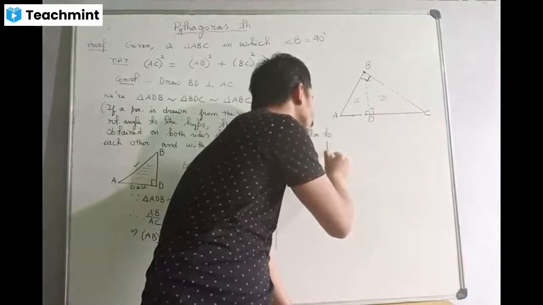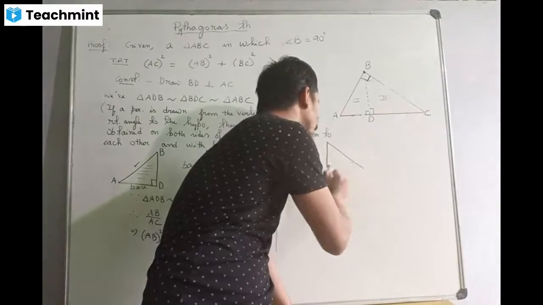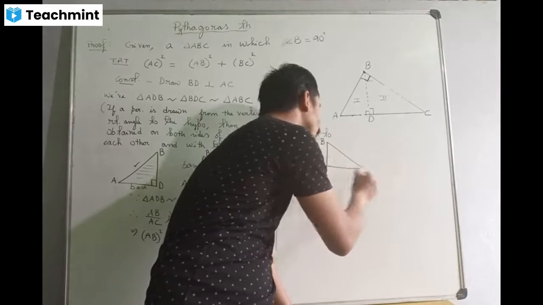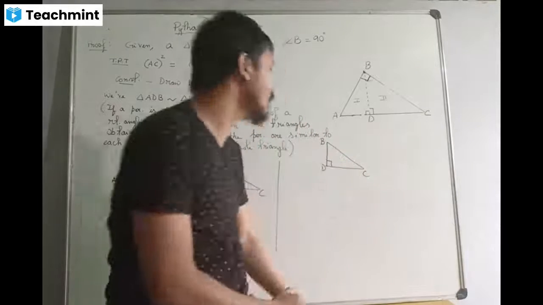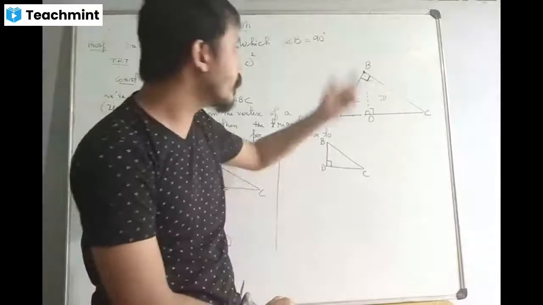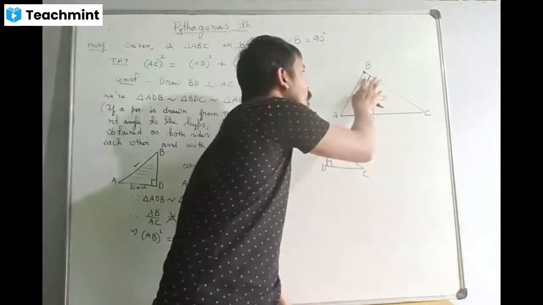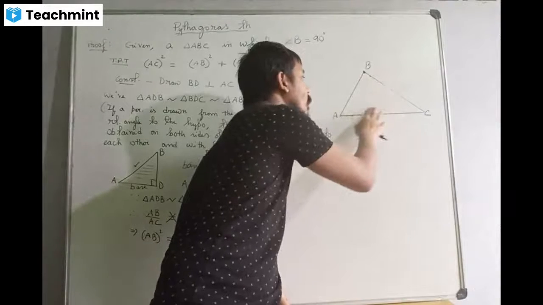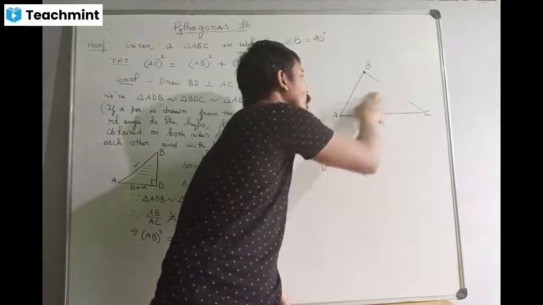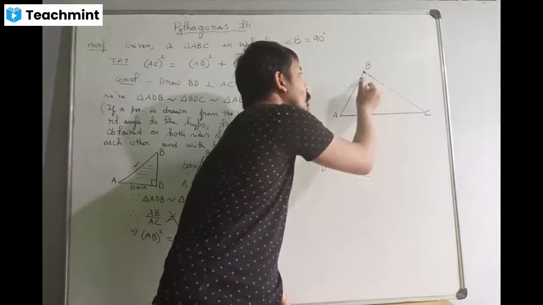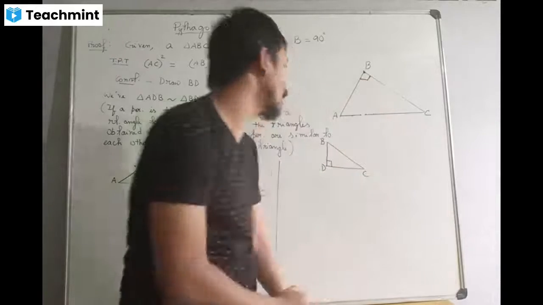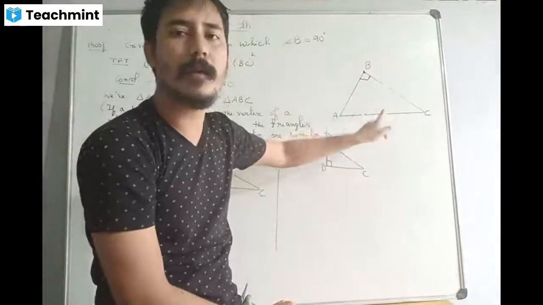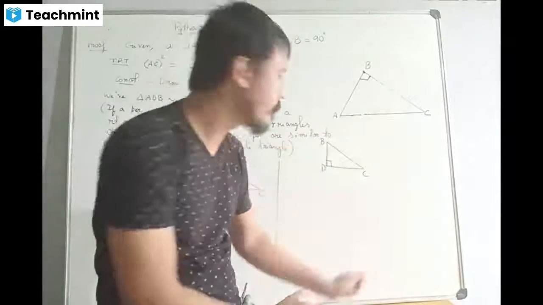BDC. This is how your BDC looks like, where this D is your 90 degree, and the bigger one ABC, with angle B as 90 degree. So I'm going to take these two right triangles. Now we have already seen that they are similar.